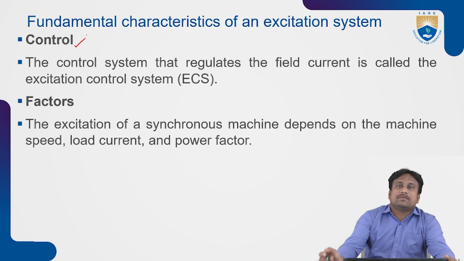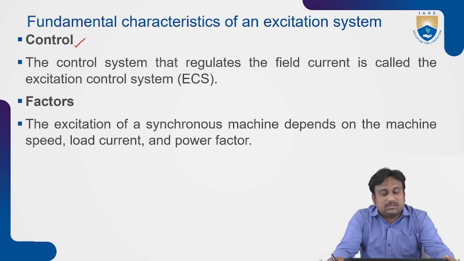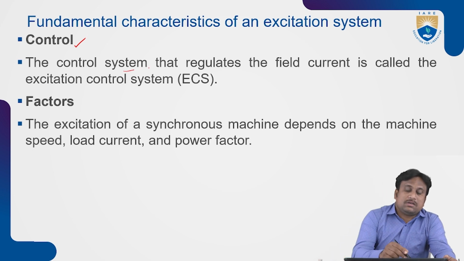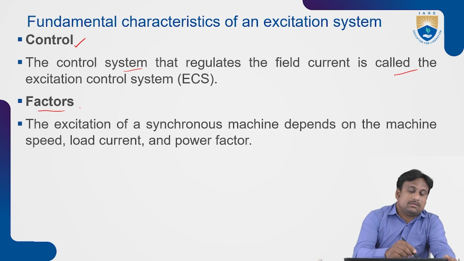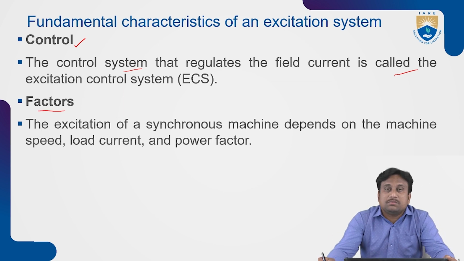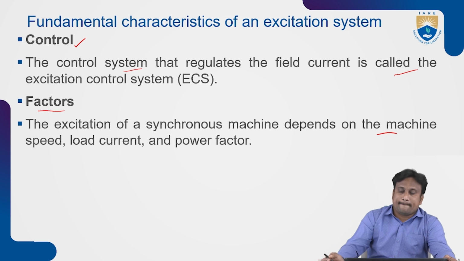Control. What is the basic control for the excitation system? The control system that regulates the field current is known as the excitation control system. Usually the excitation of a synchronous machine depends upon the machine speed, load current and power factor. These factors strongly influence the excitation of a synchronous machine, and the excitation levels are supposed to be maintained within the prescribed limits.